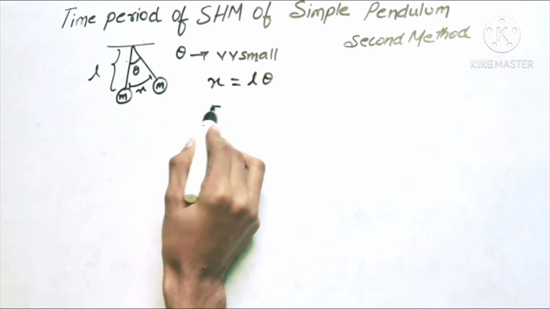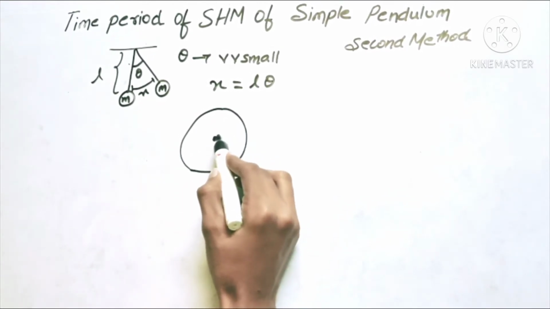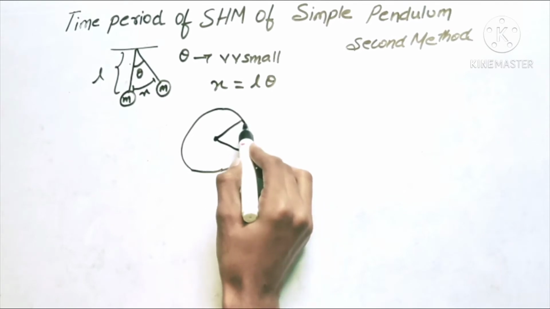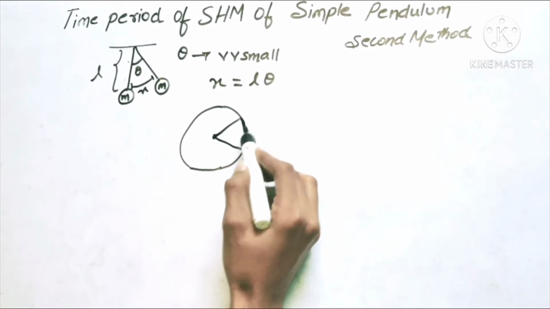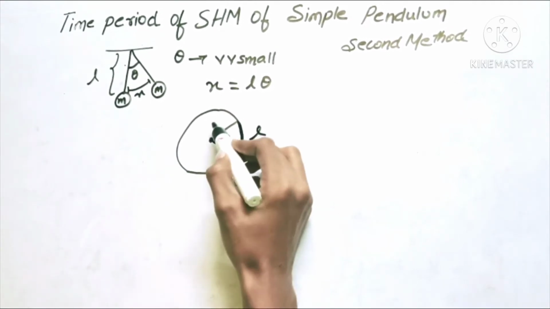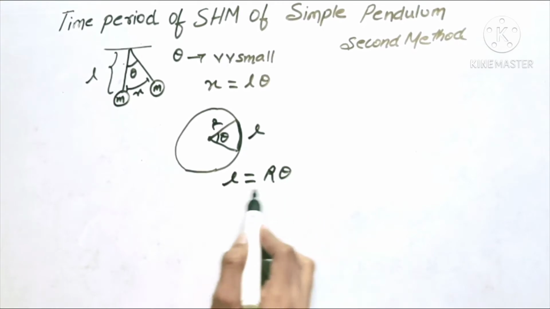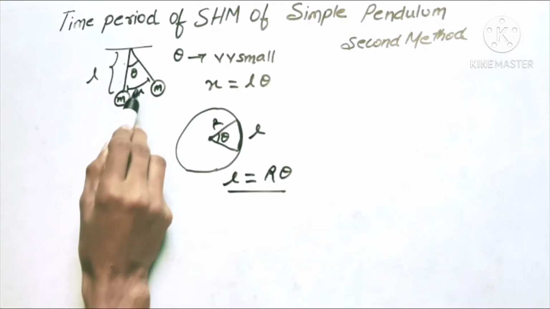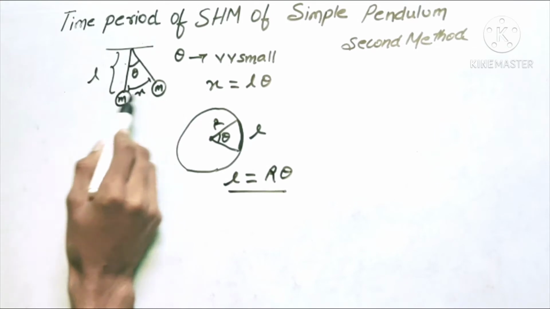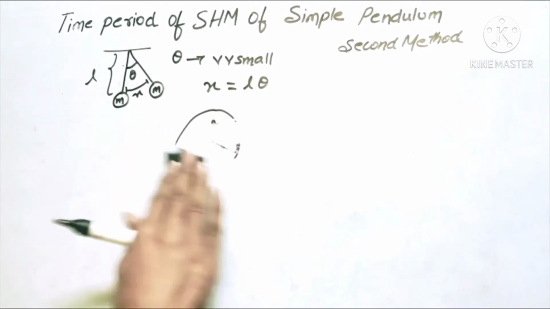I hope you get this concept. I'm explaining it to you. Suppose you have a circle, and you have to find the length of this arc. Suppose this arc, I take it as L. You have this theta, you have the radius as r, so this L comes out to be r theta. That is what I have used here. This length of the arc, that is x, is equal to L into theta. So this is what I'm using.